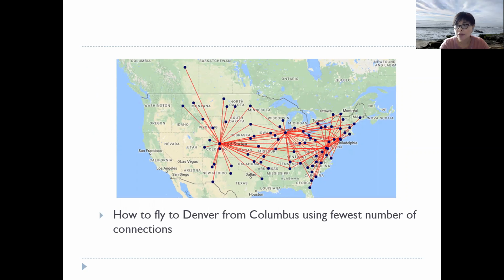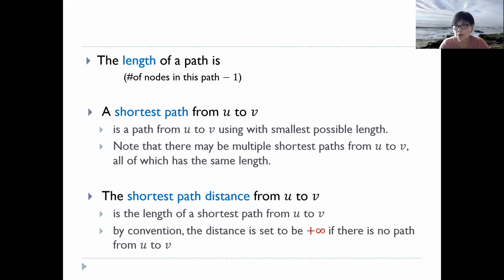Well, given the graph and a path in the graph, the length of this path is simply the number of edges inside, which is also equal to the number of nodes in this path minus 1. And the shortest path from U to V is just a path from U to V with smallest length, namely, you want to reach from U to V using the smallest number of edges. In general, this shortest path may not be unique. And the shortest path distance from U to V is simply the length of the shortest path, namely, the smallest number of edges needed to go from U to V.